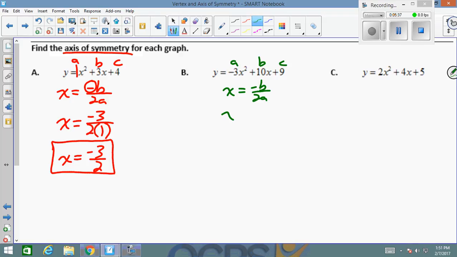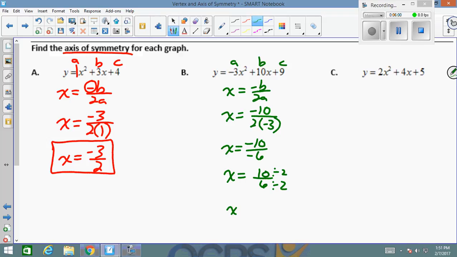Okay, so b is 10, so in this equation it's going to become negative 10 over 2 times my a. My a is negative 3. So it's x equals negative 10 over negative 6. Since they're both negatives, it's going to turn into a positive because negative divided by negative is a positive, so it'll be positive 10 over 6. And then you can reduce it by dividing them by 2. So x equals 5 over 3.